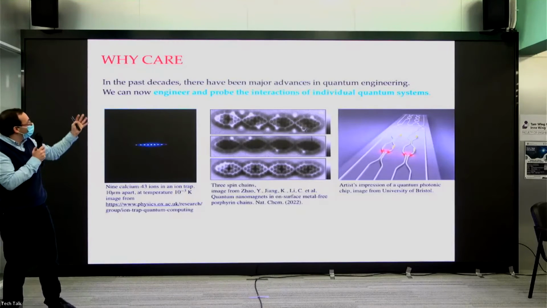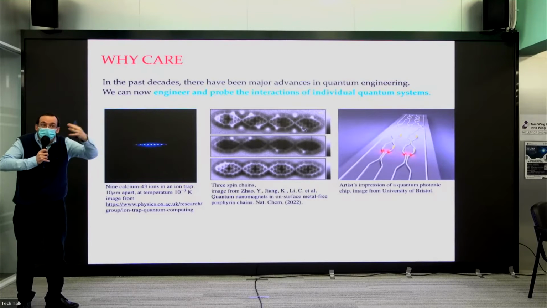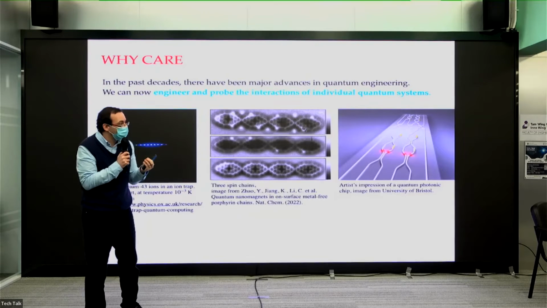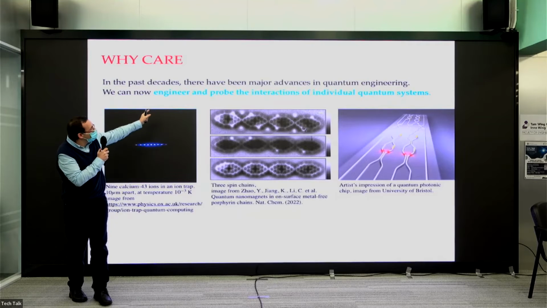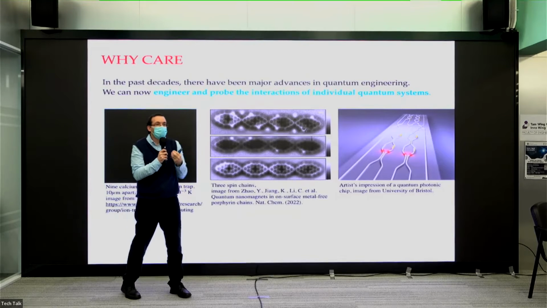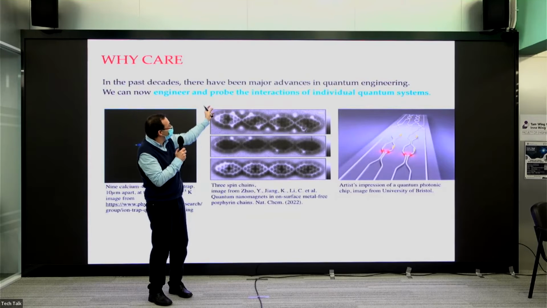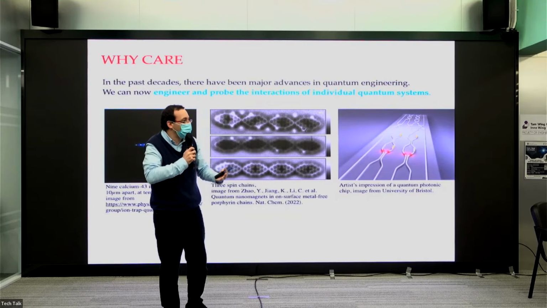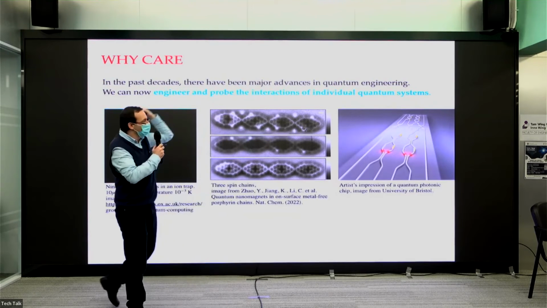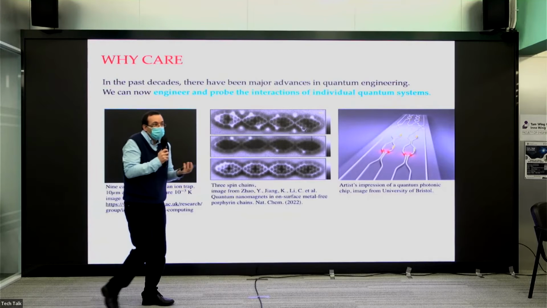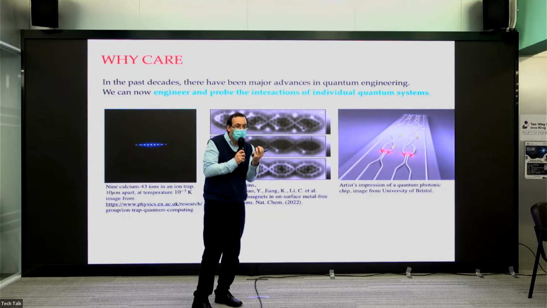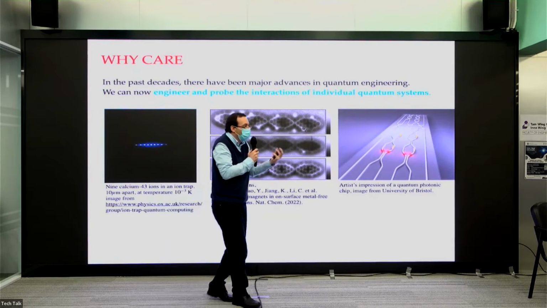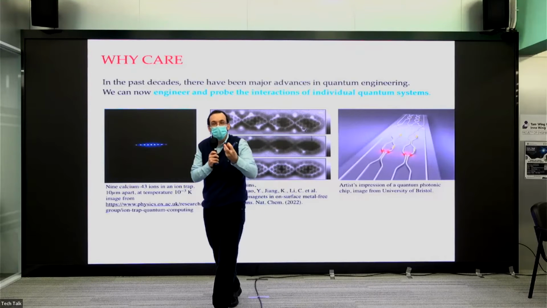The main reason for me is that in the past few decades, 3 or 4 decades, there have been major advances in quantum engineering. And what does quantum engineering mean? It means that we now can engineer some individual quantum systems and probe their interactions. We have a lot of devices that are called quantum devices, like the transistors we have had for many years. These devices use the laws of quantum mechanics, but they don't control individual quantum systems. A normal transistor would not control an individual atom or an individual photon.